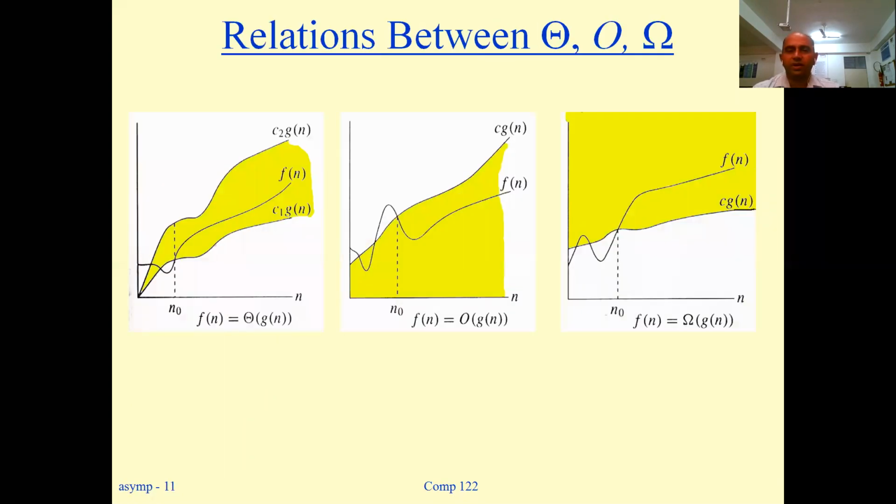After studying the three notations, we can find a relation between them. In theta of g(n), f(n) lies between two functions c1·g(n) and c2·g(n). In big O notation, c·g(n) is always greater than or equal to f(n). In omega of g(n), f(n) is greater than or equal to c·g(n).